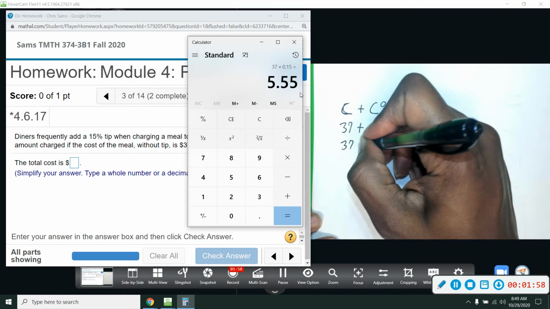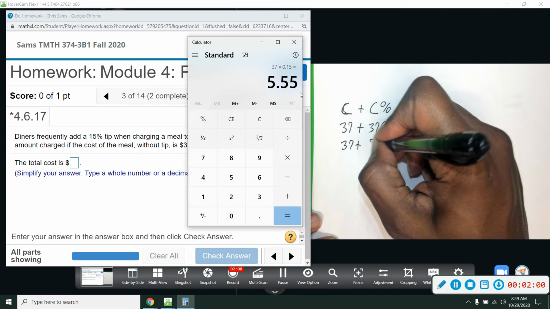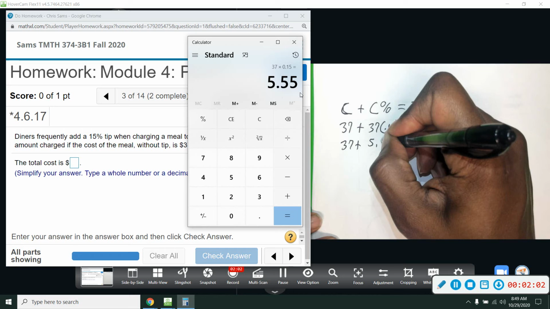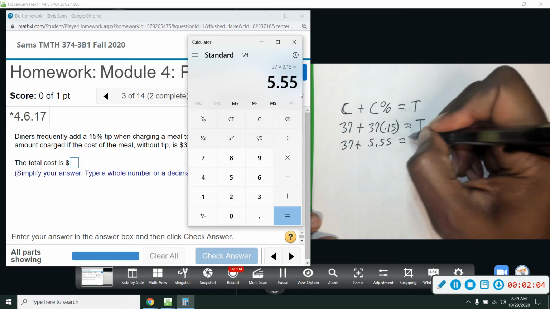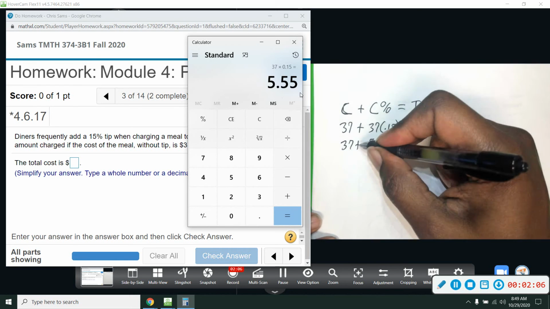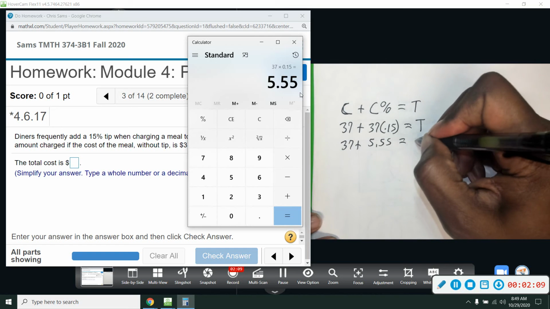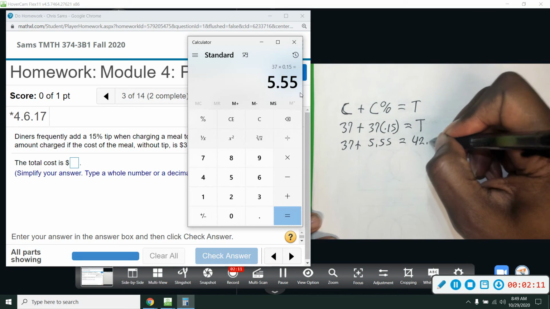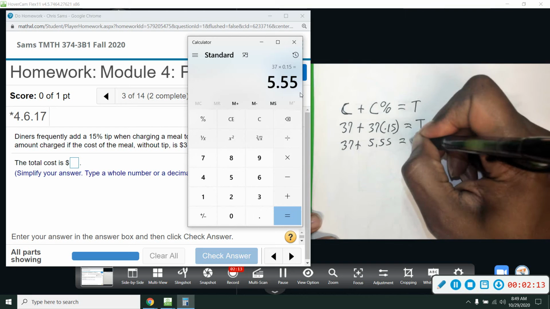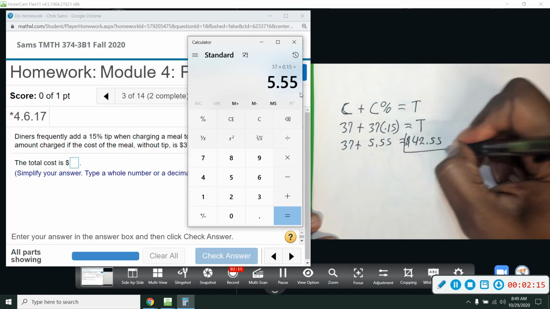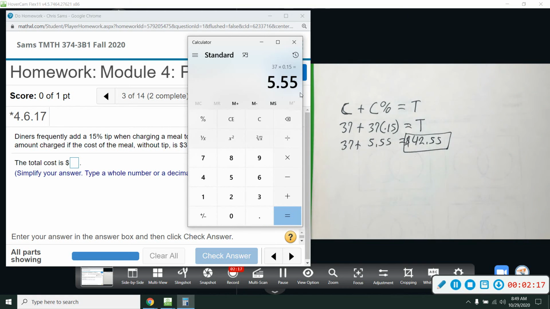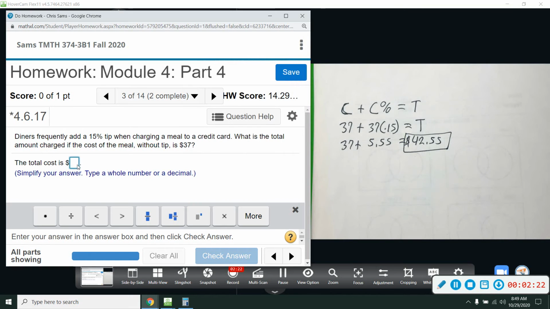So 37 plus 5.55. It's going to give us our total, and that gives us 42.55. So the total that you would pay would be $42.55. Type a whole number or a decimal. It doesn't say to round, so that should be fine.